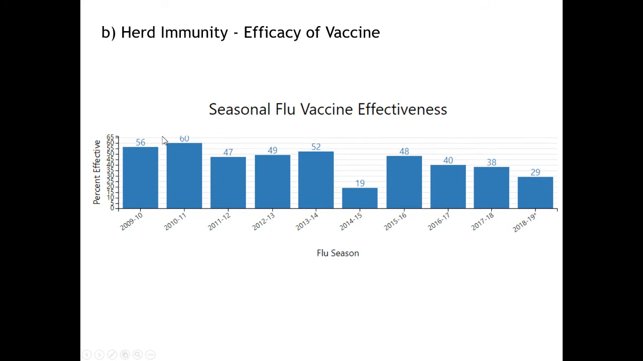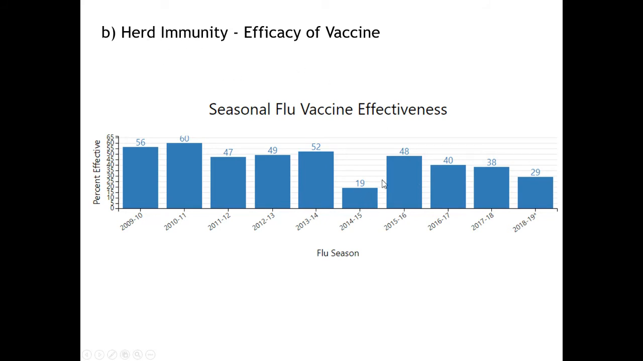That can be to do with the fact that some people don't produce very good antibodies, or it could be to do with the fact that the vaccine itself wasn't very good at generating antibodies. It could be to do with the adjuvant or the flu itself. The next year, 60% of people who were given the seasonal flu vaccine would be immune. The next years, 47, 49, 52, and 19 in 2014-15.